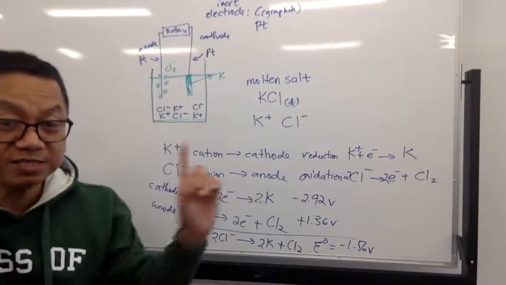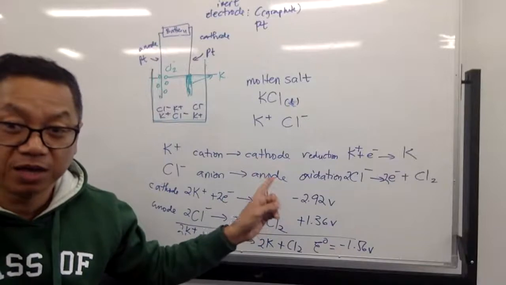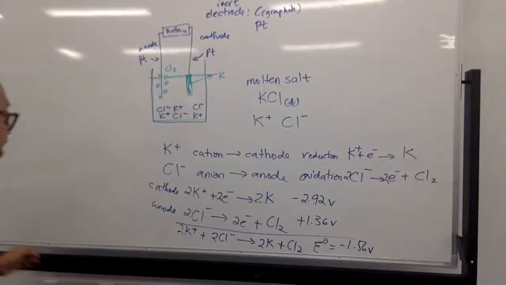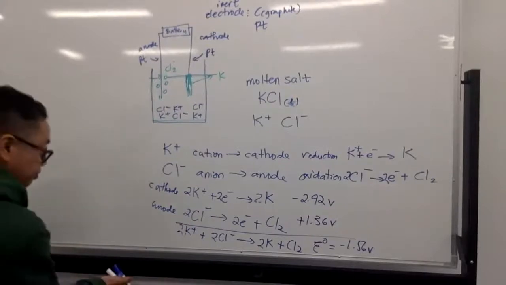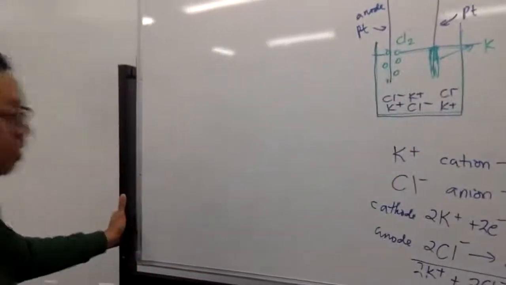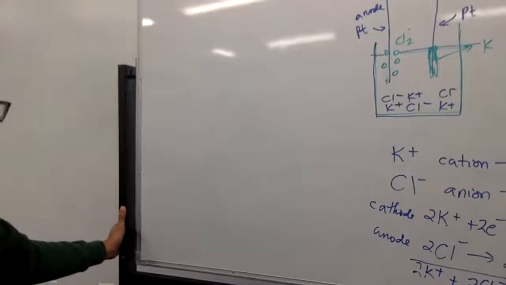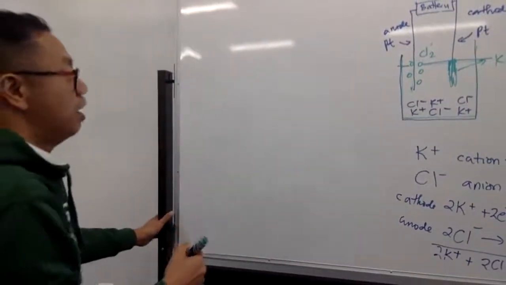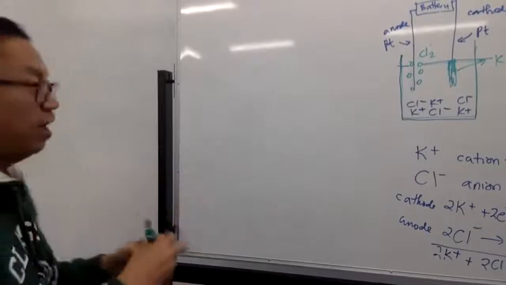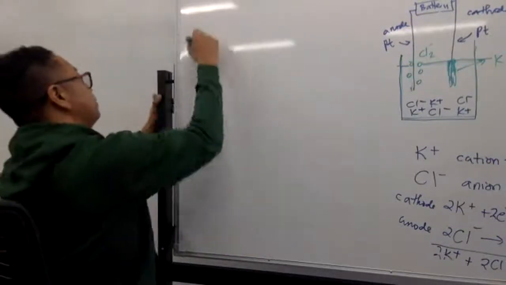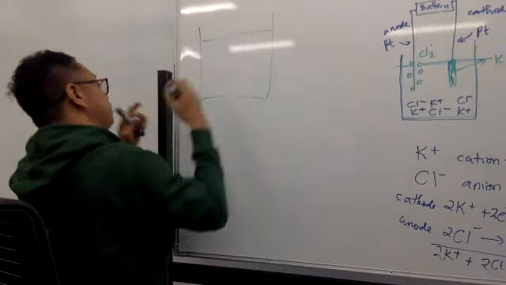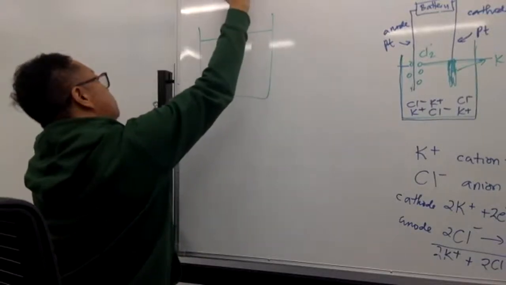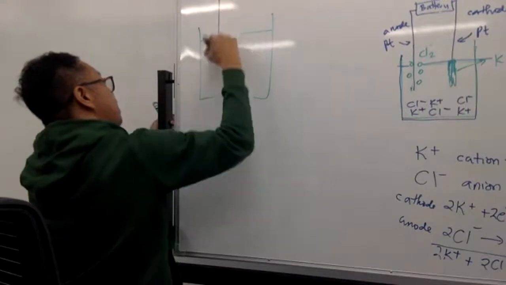Okay. So this is when you have one molten salt. Now, what happens if I have two? What happens if I have two molten salts? So this is how it's going to work. What if I have a mixture of KCl? So I'm going to have my battery again here, my power supply. Sometimes they call it power supply.